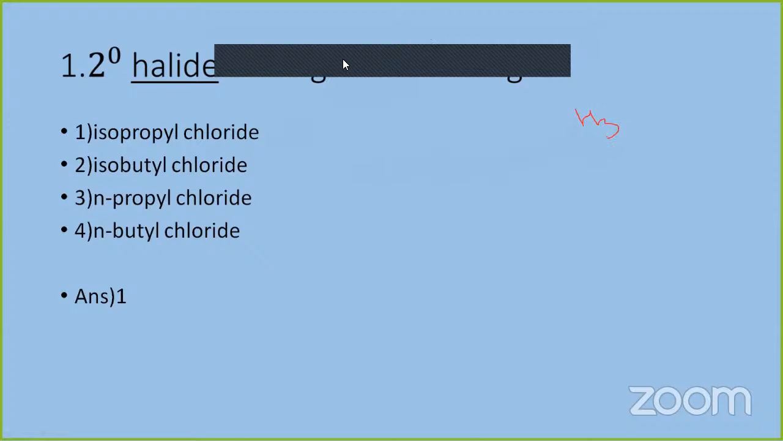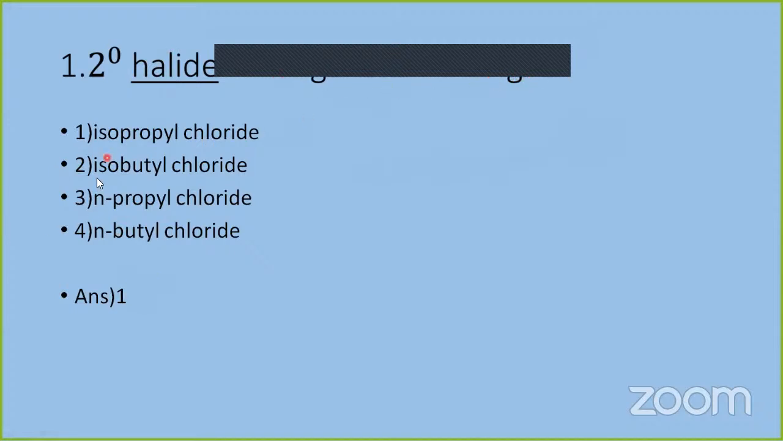So here you can clearly understand that isopropyl chloride means an alkyl halide which is having 3 carbons with a CH3 group, CH and CH3 group, and chloride. Because the carbon is attached to 2 other carbons, that is a secondary carbon. The halide attached to the secondary carbon is isopropyl chloride. Hence, the first option is the answer for the secondary alkyl halide among the following.